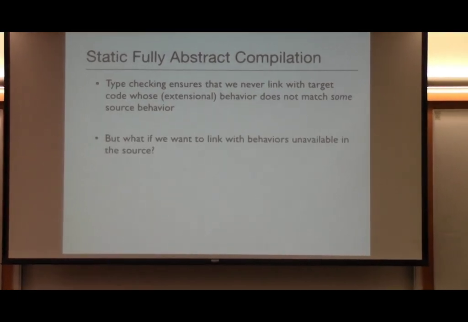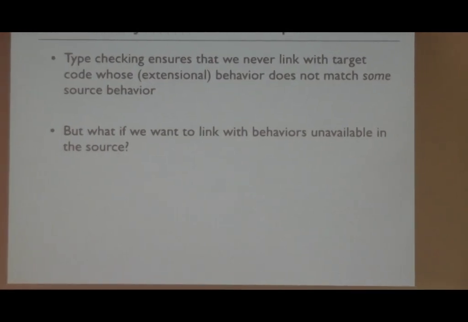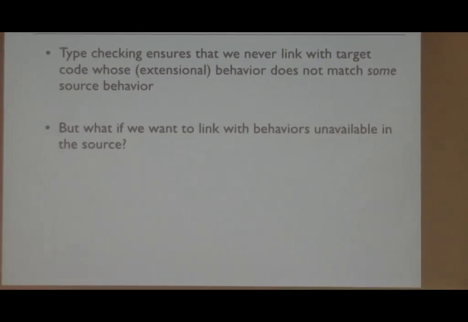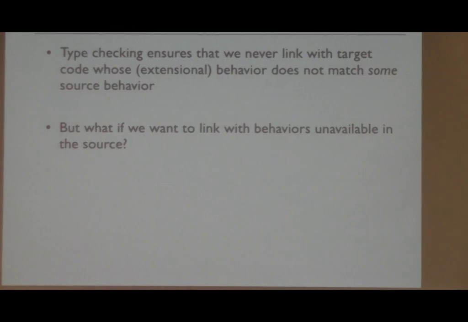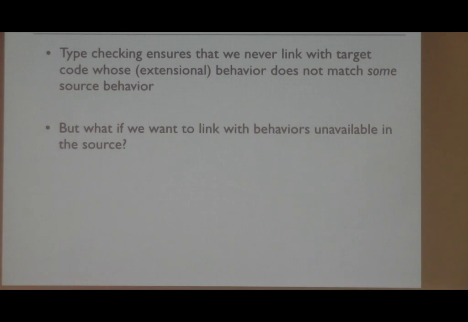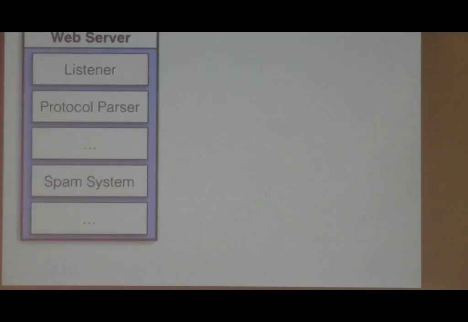So we use types to rule out linking, but now back to the question where I asked you to put your hands up. What if we want to link with behaviors unavailable in the source? I've already said that when we build multi-language software, surely we want to do that.